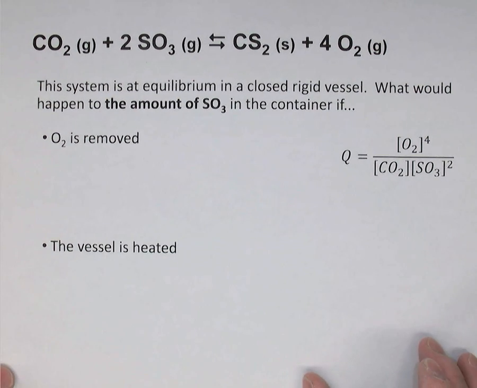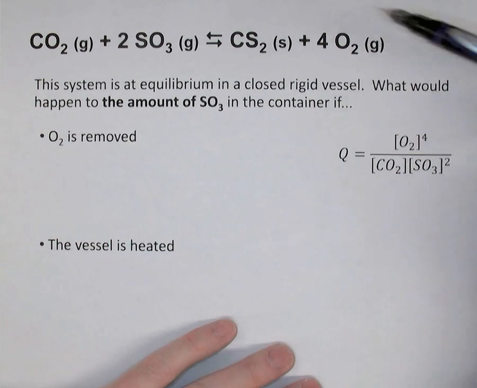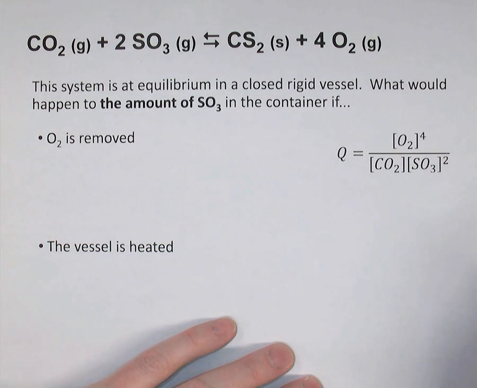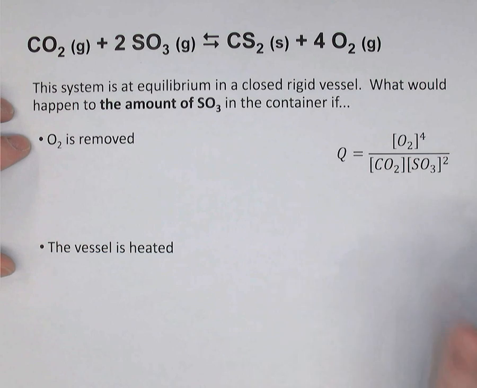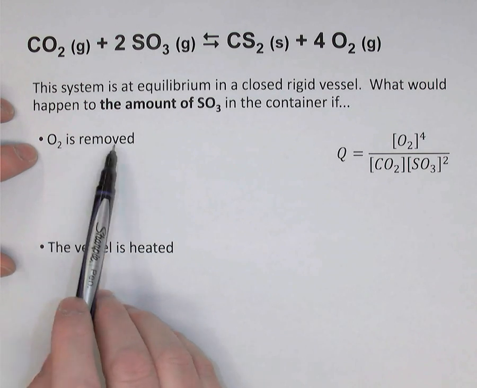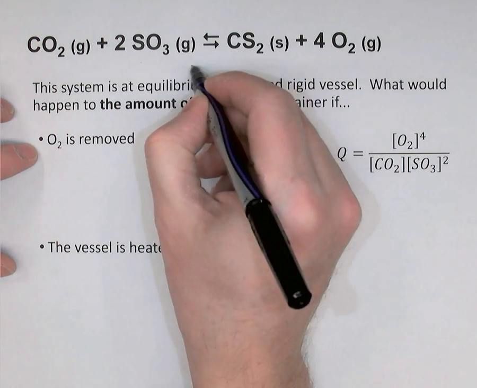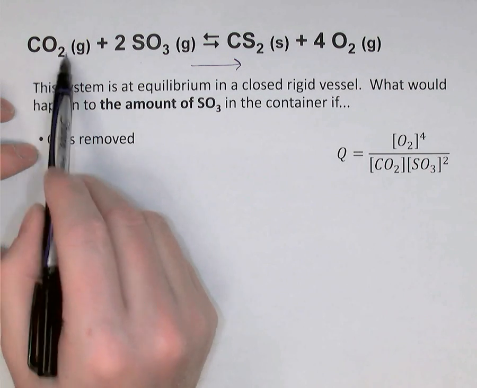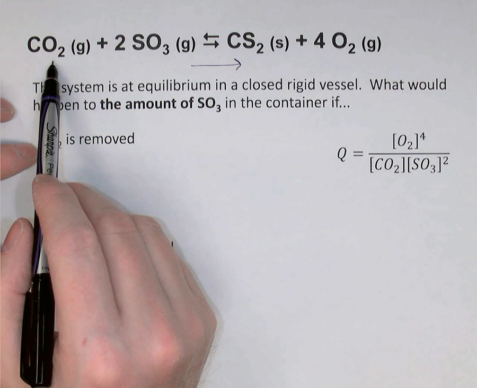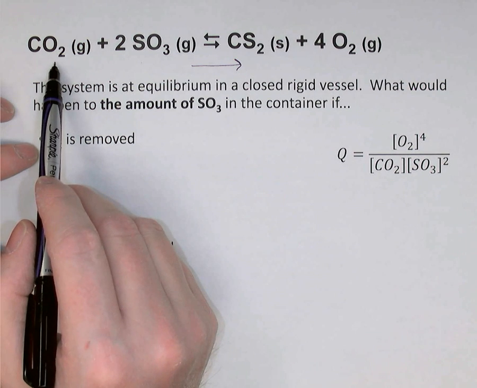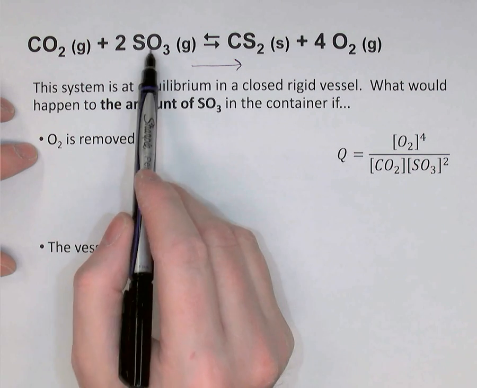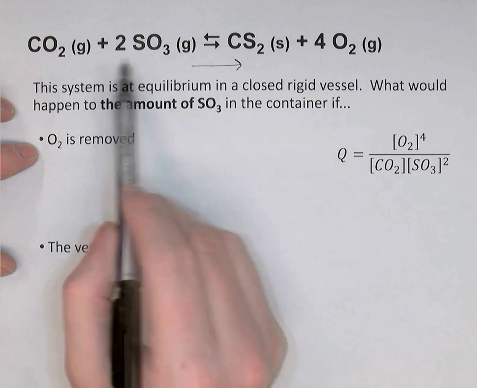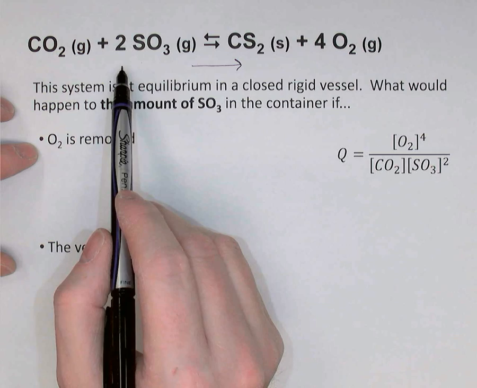Now, one word of caution here. We're focusing in these questions on the SO3. What happens to everything else in the system? Well, if you've removed oxygen, we just decided that will create a forward shift. So you're going to end up losing CO2. You're going to have less CO2 when the new equilibrium is reached. You're going to have less SO3 in the container. Now their concentrations will drop and their amounts will drop.